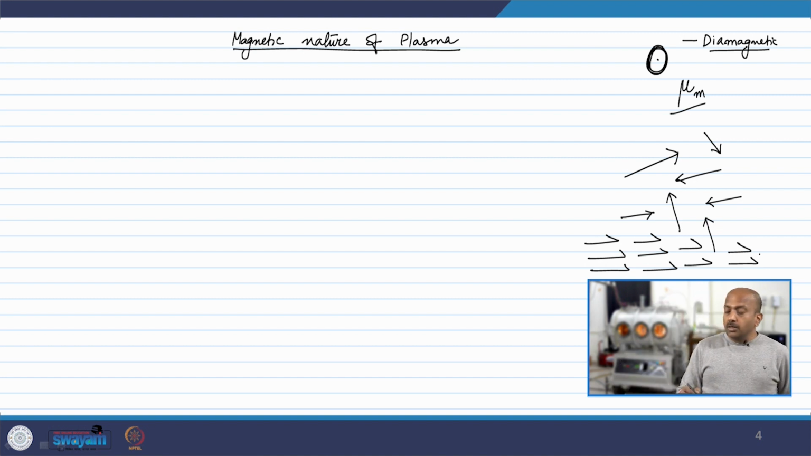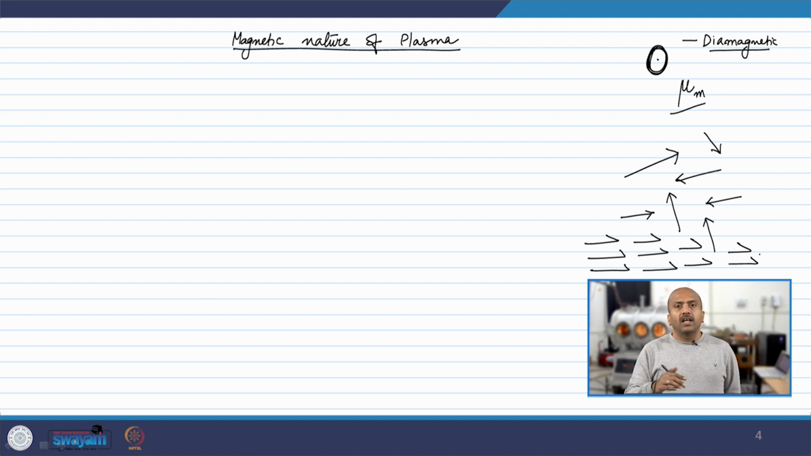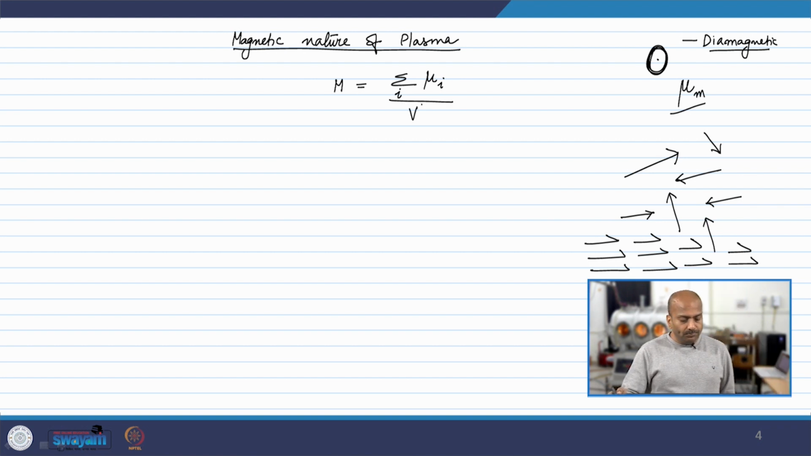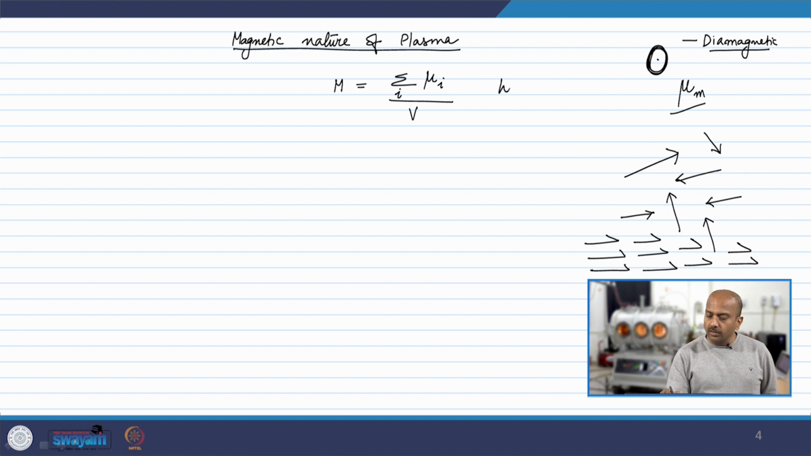Right. The measure of the amount of magnetization or the measure of the effect of the external magnetic field on the material is capital M. What is capital M? Capital M is the magnetization, which is basically the net magnetic moment mu I per unit volume. The units are Henry.